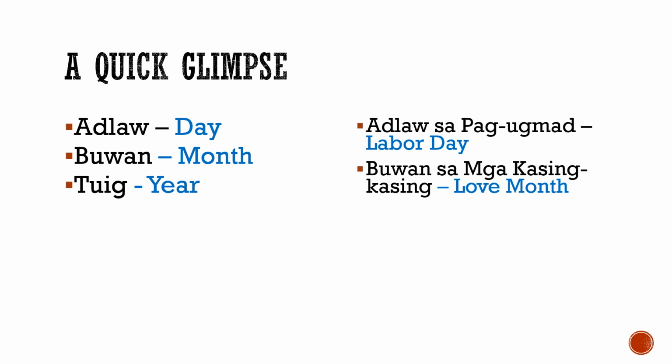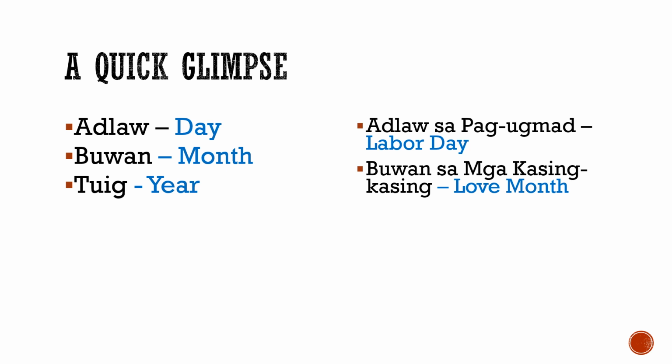Buwan sa mga kasing-kasing. Buwan is month. Kasing-kasing, when translated to English, that's the heart. Now when you say mga kasing-kasing, that's the plural form, which means hearts. Now you can probably say month for the hearts, but in simple language, we just translate that to love month, which most of us know that it's February. So, buwan sa mga kasing-kasing, love month.